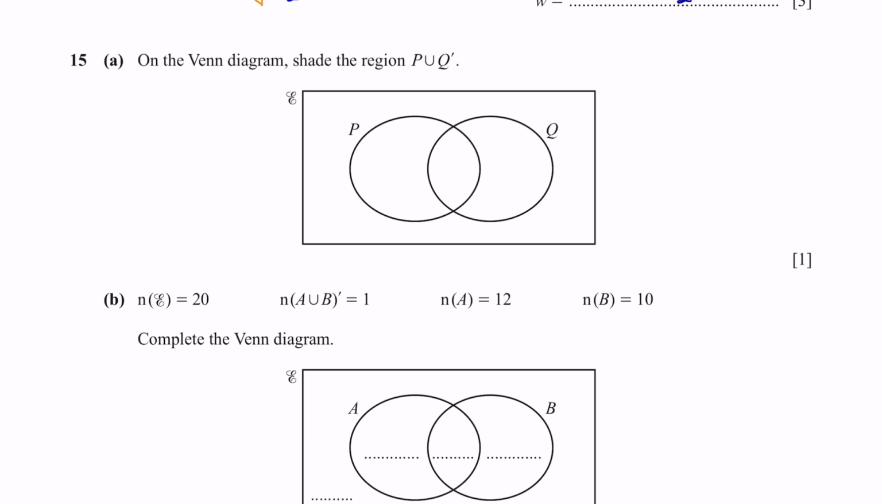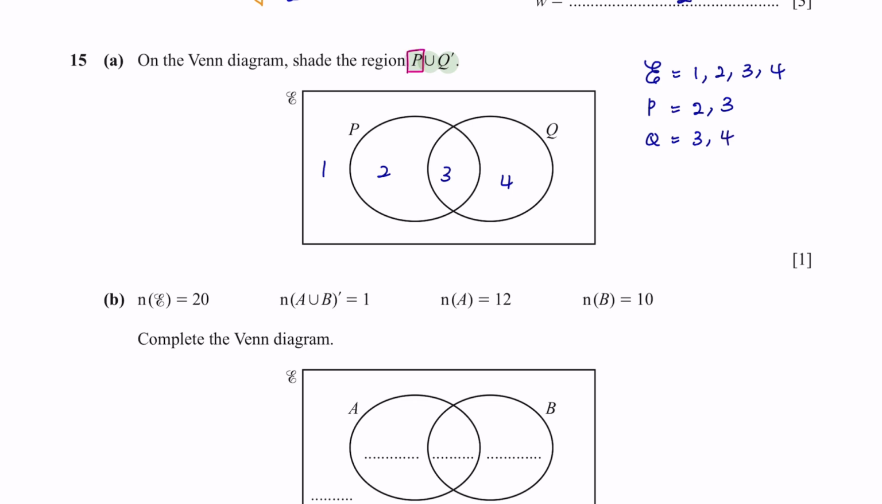Next, question 15. On the Venn diagram, shade the region P union not Q. Okay, to solve this question, I like to number all my regions. So the whole thing is 1, 2, 3, and 4. P is only 2 and 3, and Q is 3 and 4.